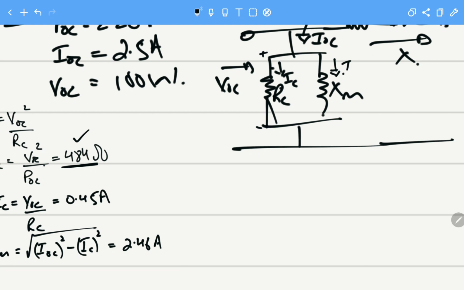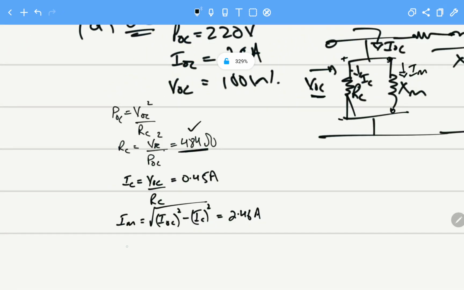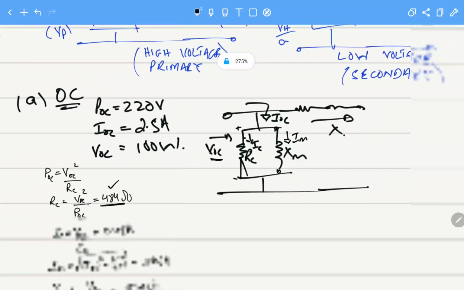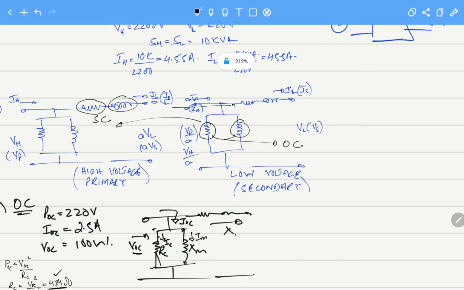So we know the current IM that is flowing into this branch. We know we have calculated IM. We know the voltage across this branch, this is VOC. So we can calculate XM as VOC over IM, and this will become 89.4 ohms. So from this I have calculated 89.4 ohms. Now initially I have shown you that the transformers can be referred to two sides.